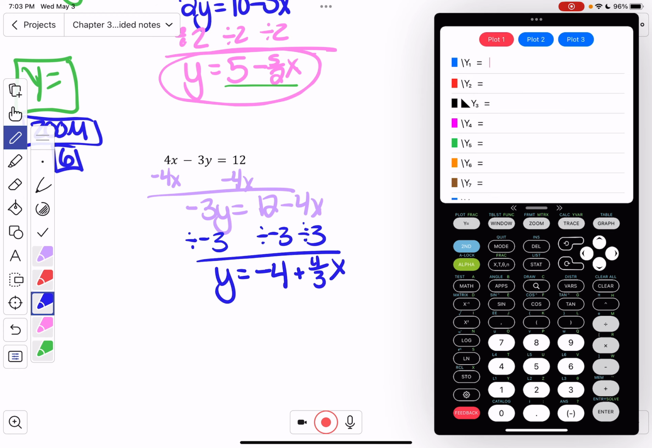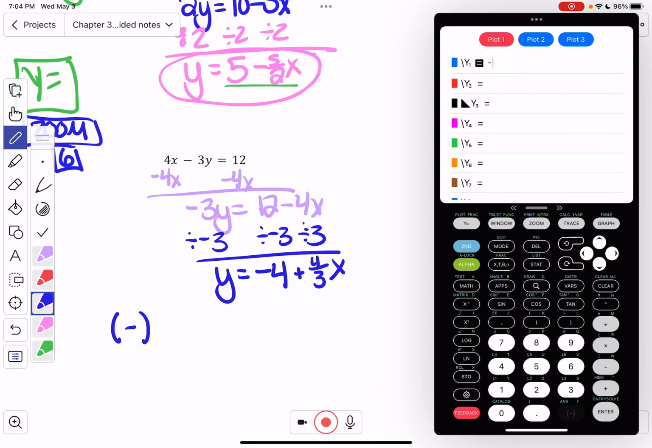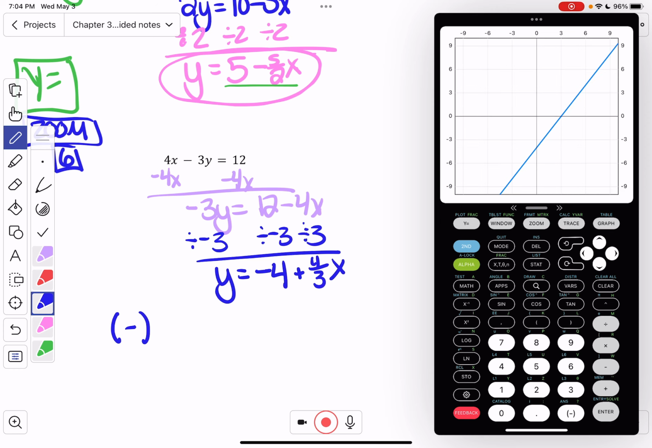And type negative. And on this calculator, down at the bottom, you have the little negative sign. Use that for negative. And then the minus over here for subtraction. Otherwise, you'll get an error. So negative 4 plus, in parentheses, 4/3 x, graph. There's that line. Let me know if you have any questions.